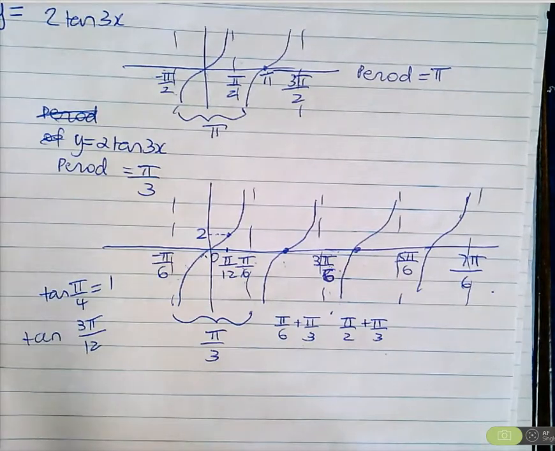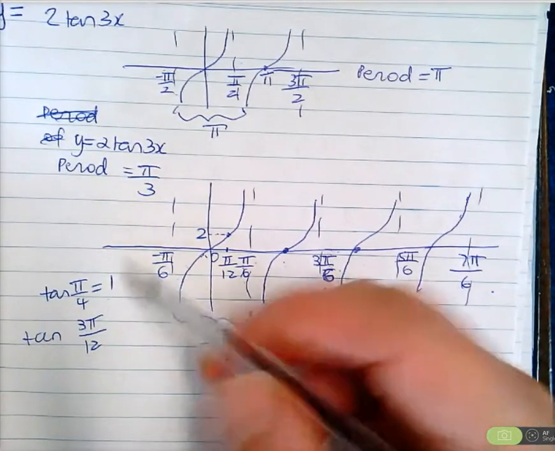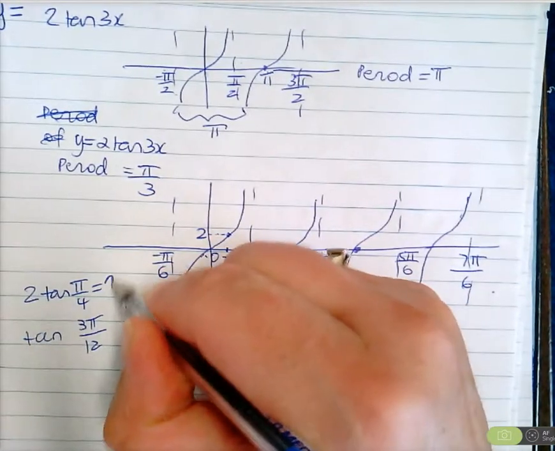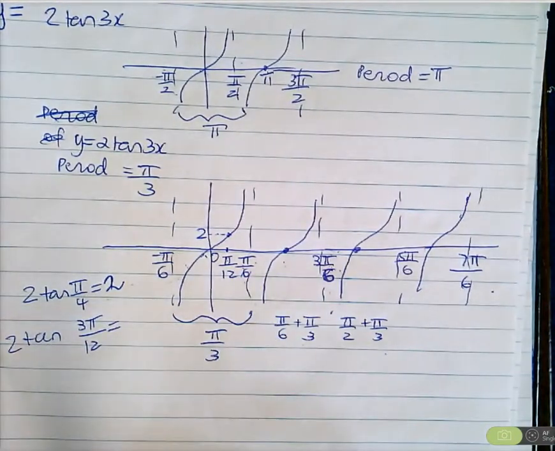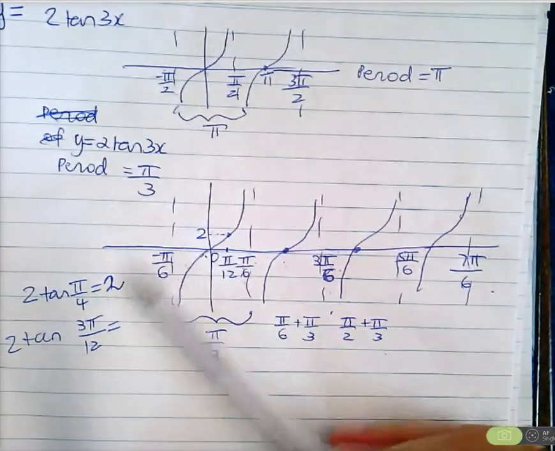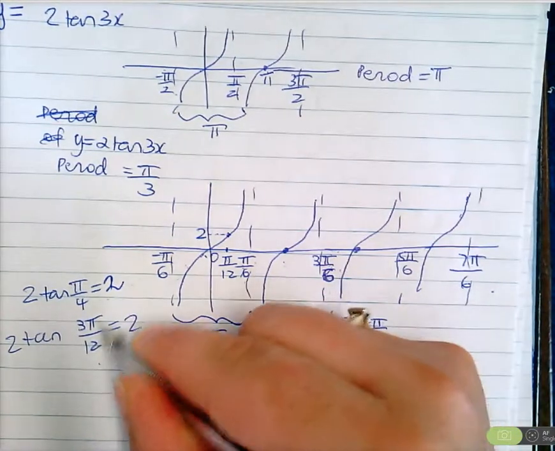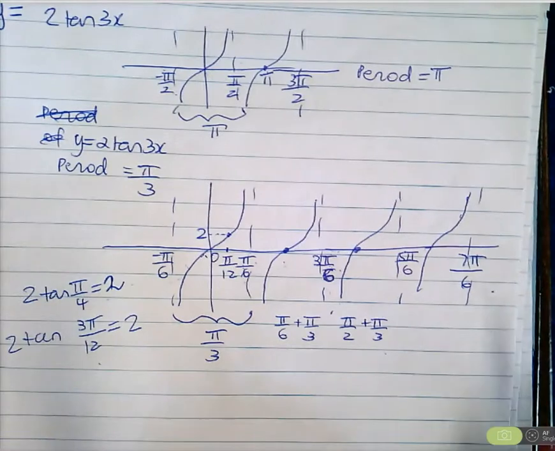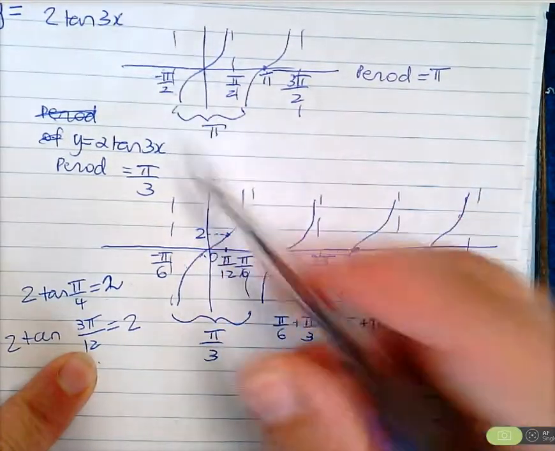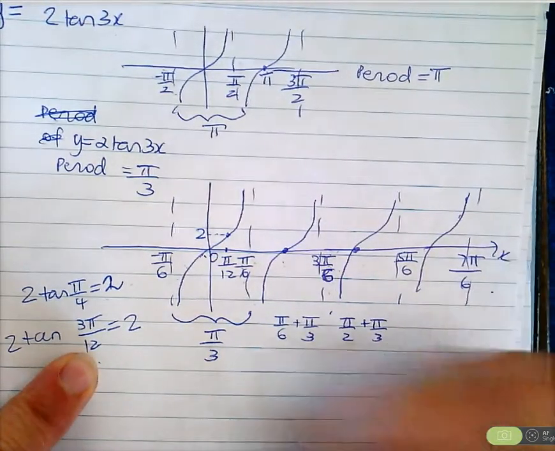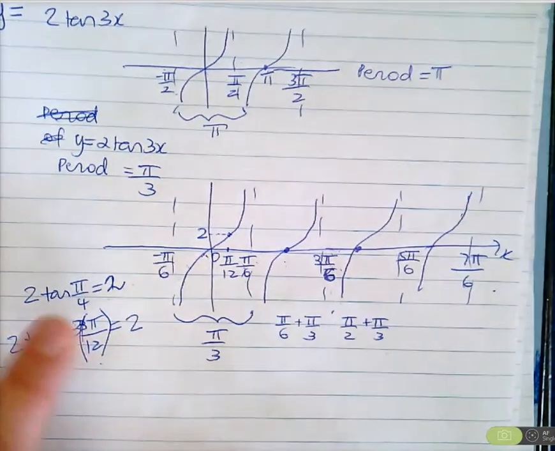So always look for where the old tan pi on 4 is, like we know tan pi on 4 is 1, so 2 tan pi on 4 is 2. Are we okay with that? So how are you going to get your pi on 4? Because it's 3x, 3 pi on 12 gives you pi on 4. 2 tan 3 pi on 12. 3 times pi on 12 because the graph is 3 times x, and these are the x values. So it's 3 times pi on 12. That's your x.